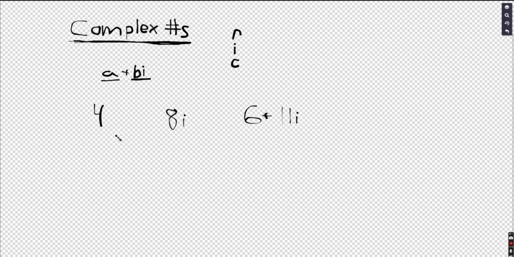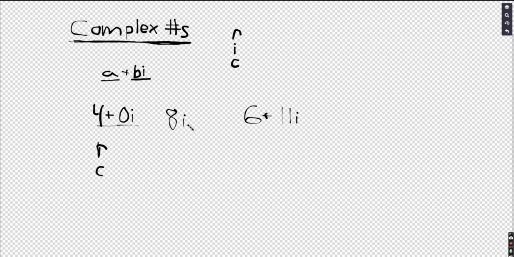Does 4 have a real part? Yes, it's just 4, right? Does it have an imaginary part? Technically it does, but it's just 0. When you have a 0i, when the imaginary part is just 0, it's going to be a real number. So we know that this is definitely a real number, and because it can be written in the form a plus bi, it is also a complex number.